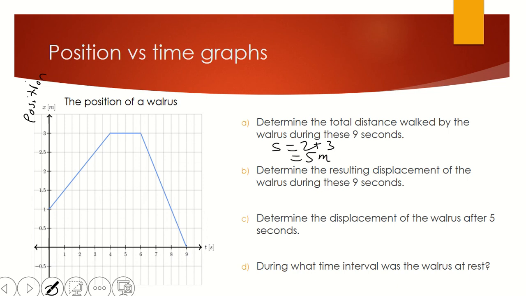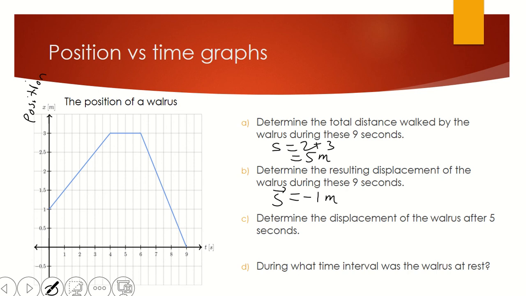Determine the resulting displacement of the walrus during these 9 seconds. Displacement is change in position. So what is the change in position of the walrus? Initially the walrus started off at 1 meter to the right of the origin, and he's now found himself at the origin. So he's actually been displaced -1 meters from where he started. So his displacement over these 9 seconds is -1 meters.